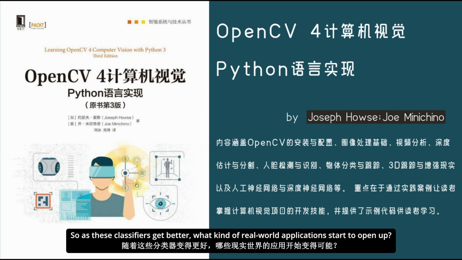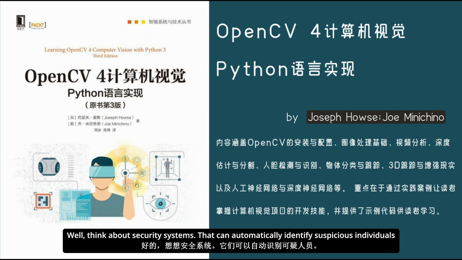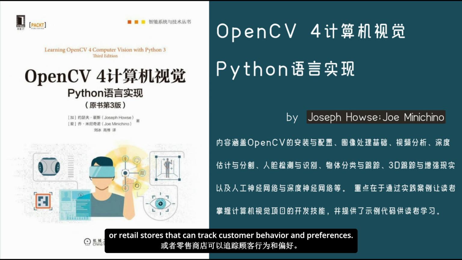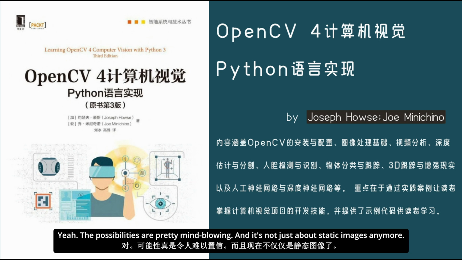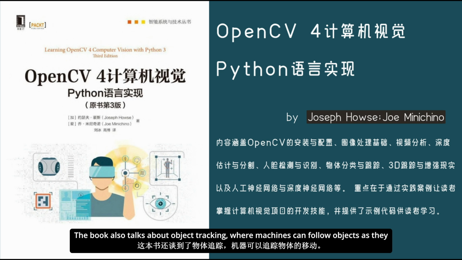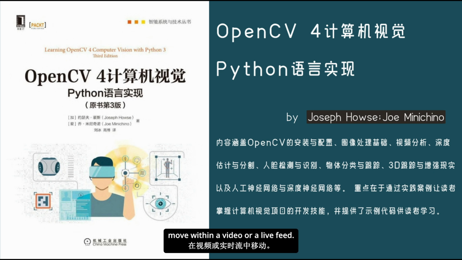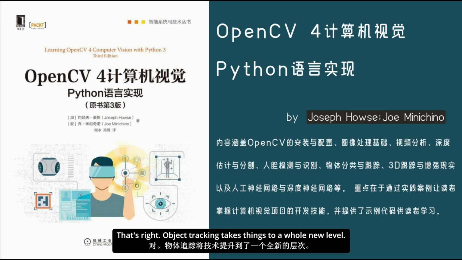So as these classifiers get better, what kind of real-world applications start to open up? Well, think about security systems that can automatically identify suspicious individuals, or retail stores that can track customer behavior and preferences. The possibilities are pretty mind-blowing. And it's not just about static images anymore. The book also talks about object tracking, where machines can follow objects as they move within a video or a live feed. That's right. Object tracking takes things to a whole new level.